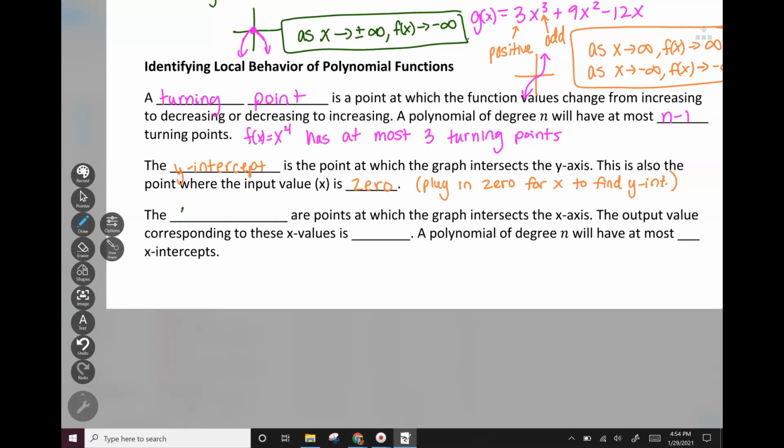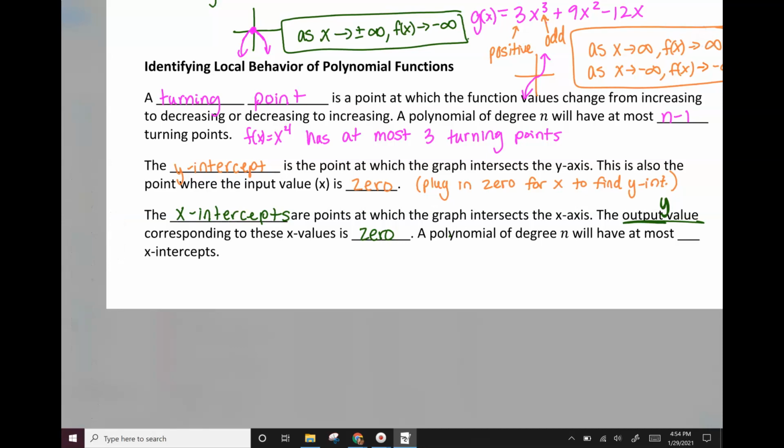All right, and then the x-intercept. X-intercepts are points at which the graph intersects the x-axis. The output value corresponding to these values is 0, right? All that's saying is, right, output value, that's just y. Y is your output value. Corresponding is going to be 0. So if you want to find the x-intercepts, plug in 0 for y and then solve.